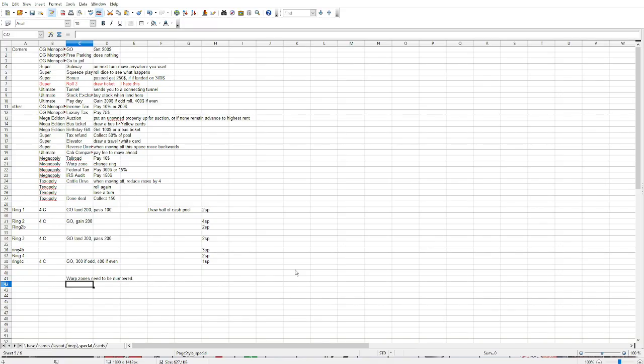Right now, what I need to do most, though, and the reason why I'm diagramming this like I am, is that I need to figure out how many warp zones to place on the board.